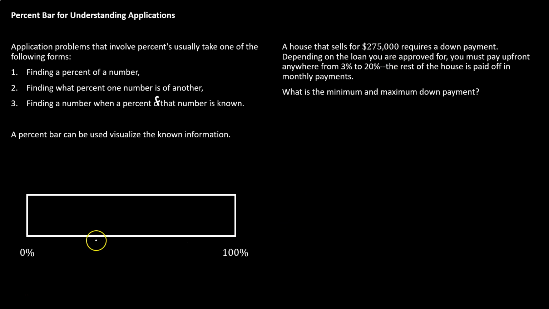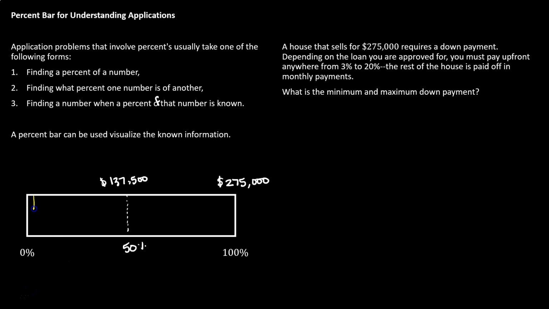So to use a percent bar, remember the whole bar is 100%. And if we're talking about a house and the total house costs $275,000, then 100% is equivalent to that $275,000. And we could look at 50% of that. That would be half of the $275,000, which would be $137,500. But our question is actually talking about 3% to 20%. So although finding half is an easy reference point, that's not where we want to go.